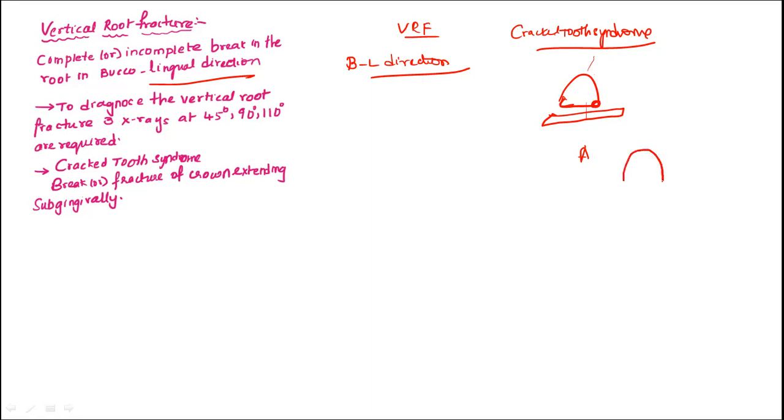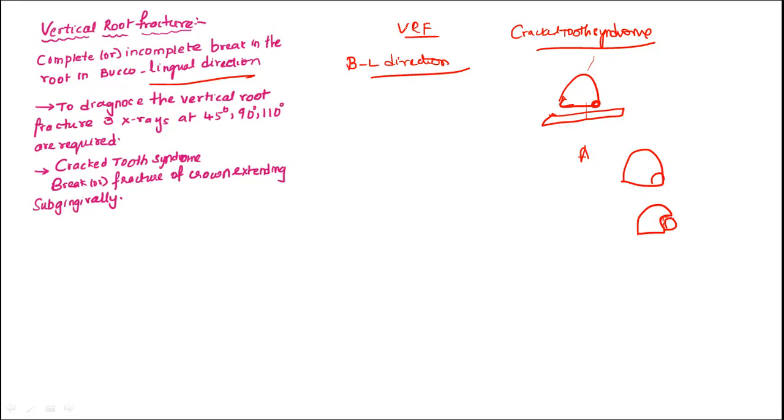So if you see, I'm telling that there is a crack here, right? So this portion and this portion is actually like this. So what happens in cracked tooth is there's a high chance of bacterial colonization in between the two broken parts. You have to make sure that there is no bacterial accumulation in order to prevent further damage.